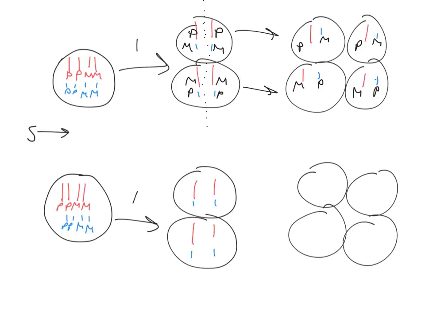Red chromosome from dad, blue chromosome from mom. You get 2 of those. You get 2 gametes of a different haplotype. Red chromosome from mom and blue from dad.